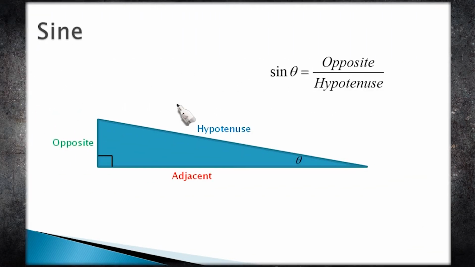Let's start with the sine function. Here's what you need to remember. The sine of angle theta, this angle right here, is equal to the length of the opposite side divided by the length of the hypotenuse. So whatever the length of the opposite side is here, we put that in the numerator. Whatever the length of the hypotenuse is, we put that in the denominator, and then perform the division if we need to.